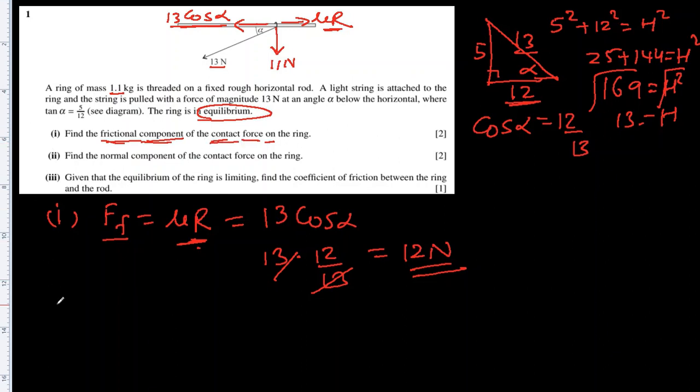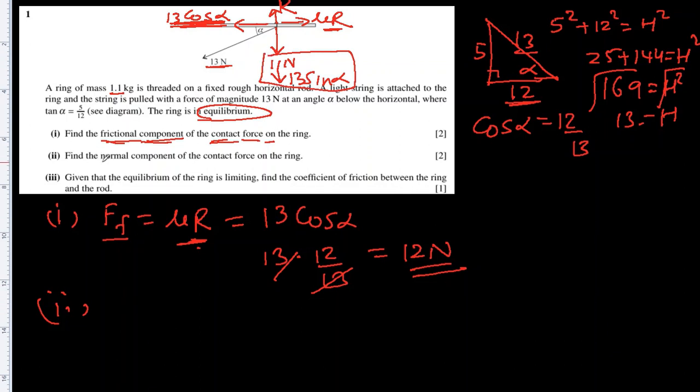Okay, part 2. Find the normal component of the contact force. Normal component means, since this is in equilibrium, there should be a force upwards which will be equal to 11 newtons, right? But it is not only 11 newtons. This is the 13 cos alpha component of 13 newtons. There will be a vertical component of the 13 newton force, which will be 13 sine alpha. And the normal contact force, which is upwards, will be equal to these two forces. Then only this system will be in equilibrium.